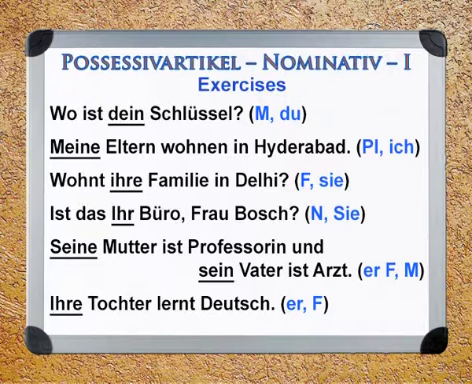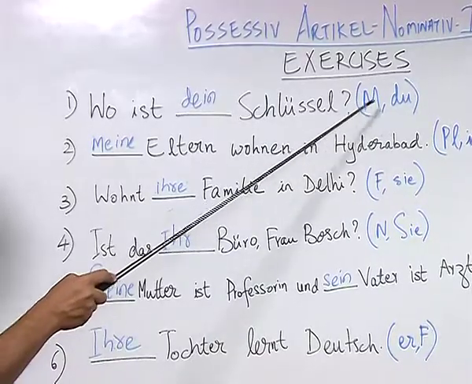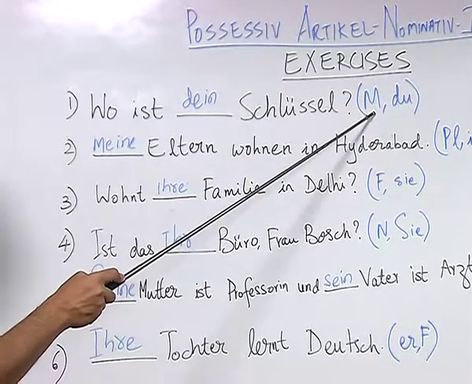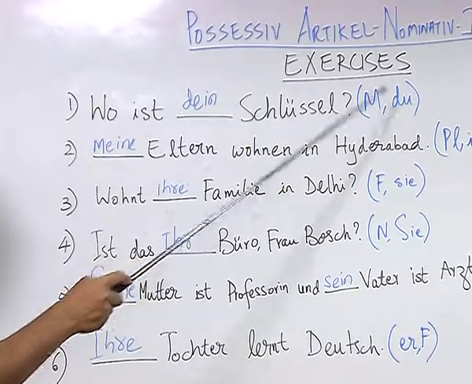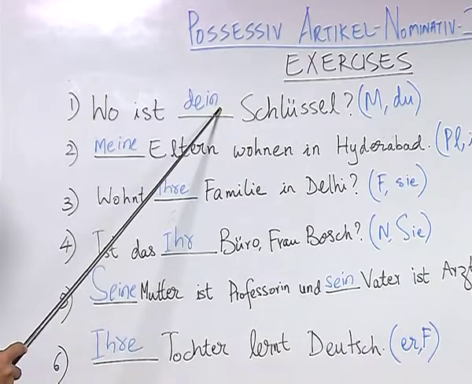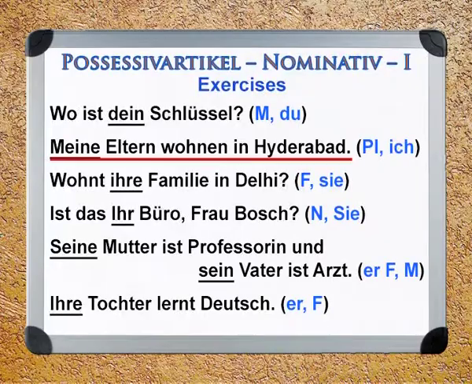Now, let us look at the answers given by the student. Wo ist dein Schlüssel? If you see, the student identified that the noun Schlüssel belongs to the masculine gender, which is marked here by M, and based on the pronoun du, the student wrote the correct possessive article, which is dein. Look at this sentence, please.